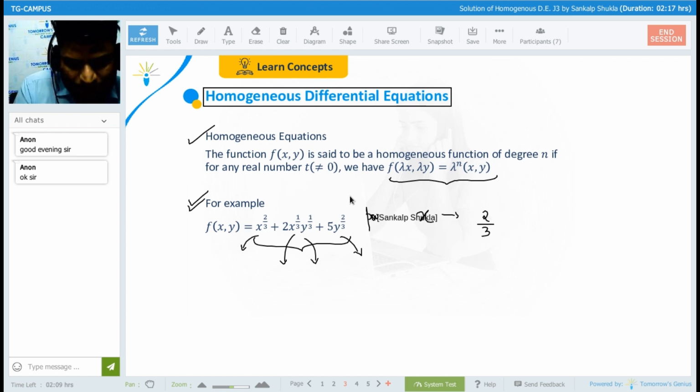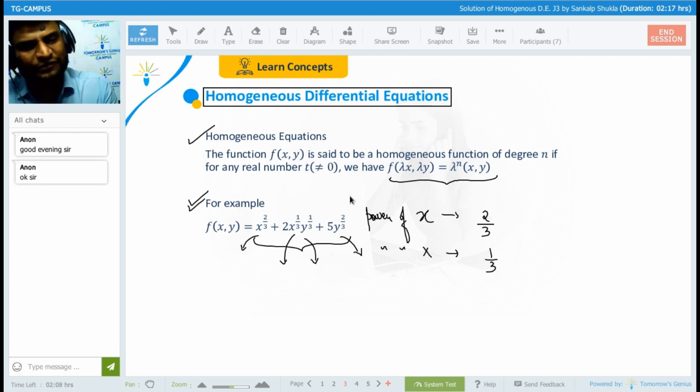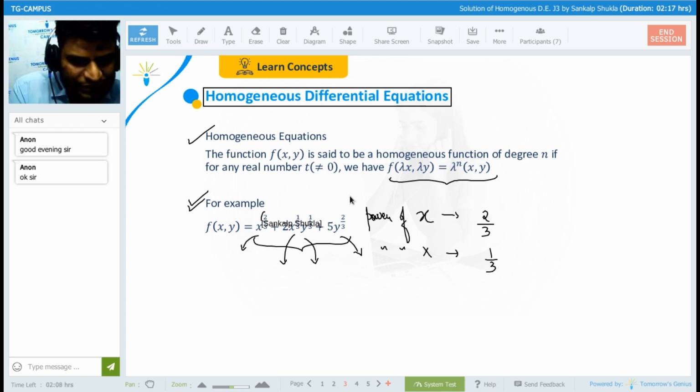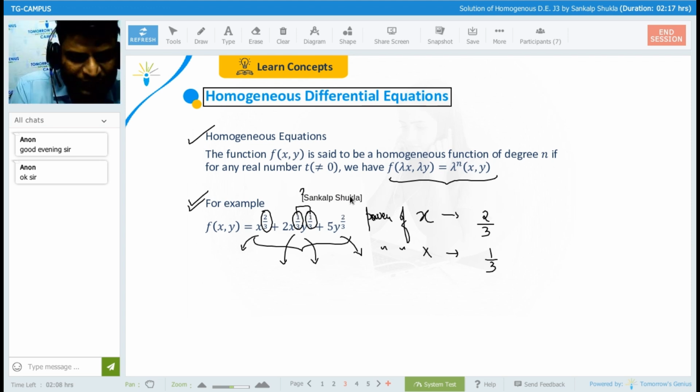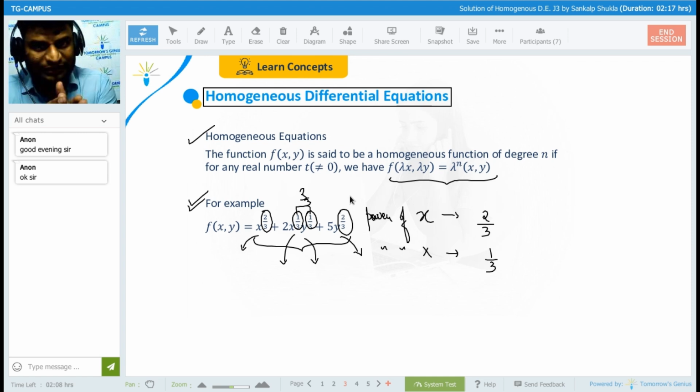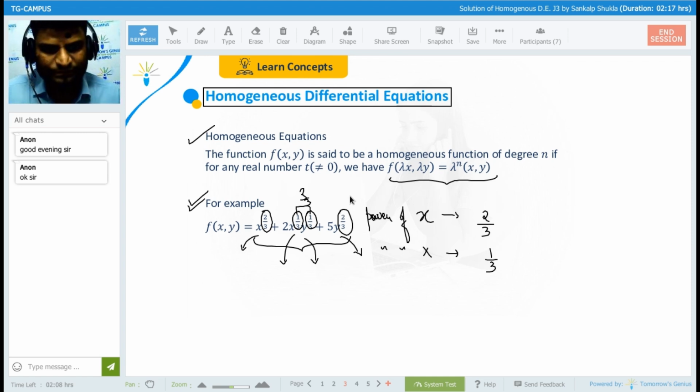Power of x in the first term is 2 by 3. Power of x in the second term is 1 by 3. If I ask you the total power, it is 2 by 3 here. Here the power is 1 by 3 for x and 1 by 3 for y, so the total power is again 2 by 3. And for y it is 2 by 3. Since 2 by 3 is the common power, we can take 2 by 3 as common.